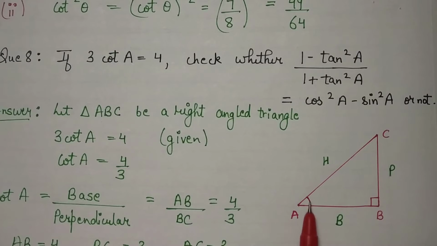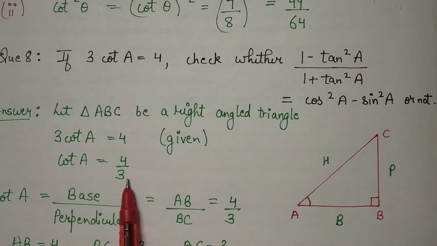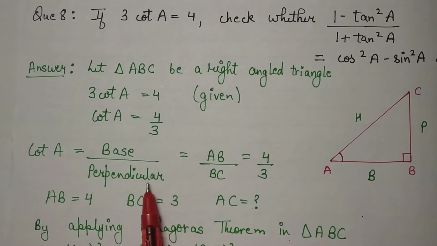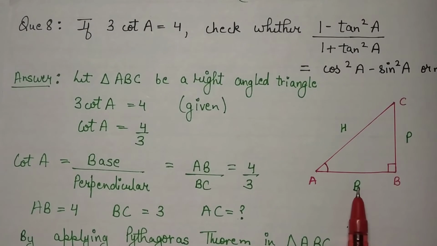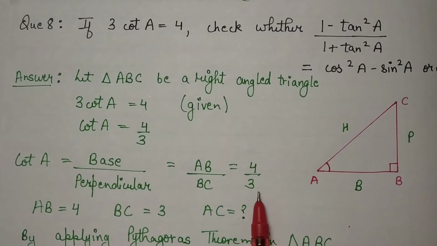So I have marked the acute angle. Opposite to this is the perpendicular and adjacent to this is the base. So cot A, taking this in the denominator, is 4 by 3. The cot A formula is base by perpendicular, and base is AB, perpendicular is BC. AB by BC is equal to 4 by 3.